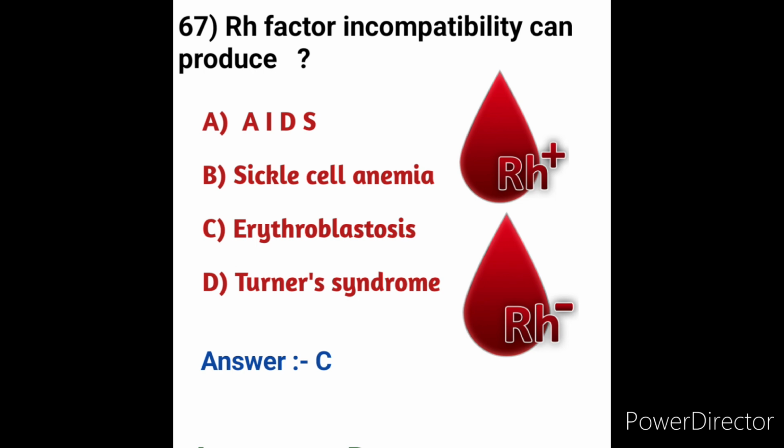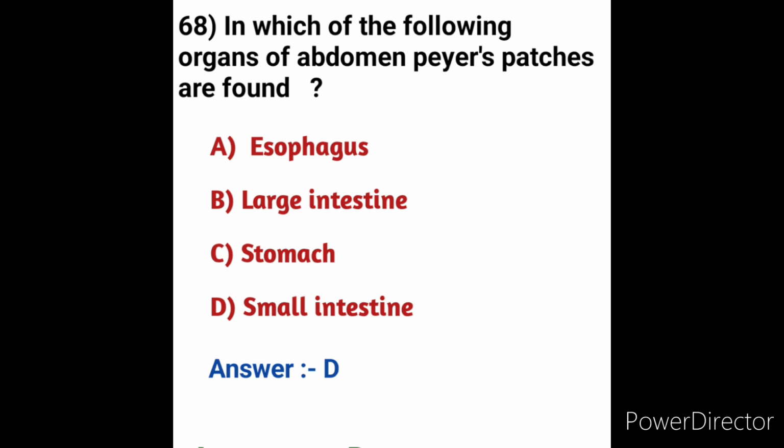Next we will move on to question number 68. In which of the following organs of the abdomen are Peyer's patches found? Peyer's patches, PPs. We will see the options: option A esophagus, option B large intestine, option C stomach, option D small intestine.